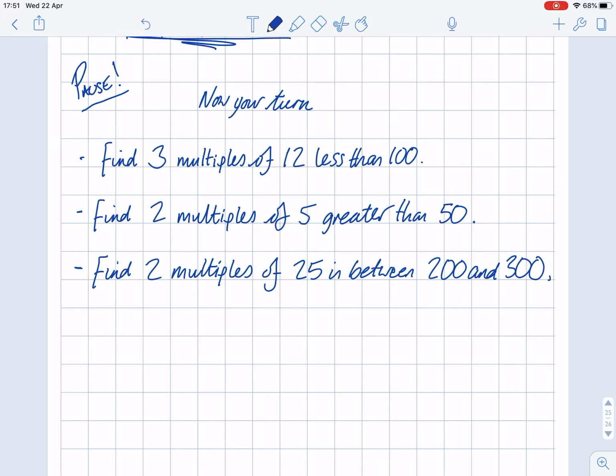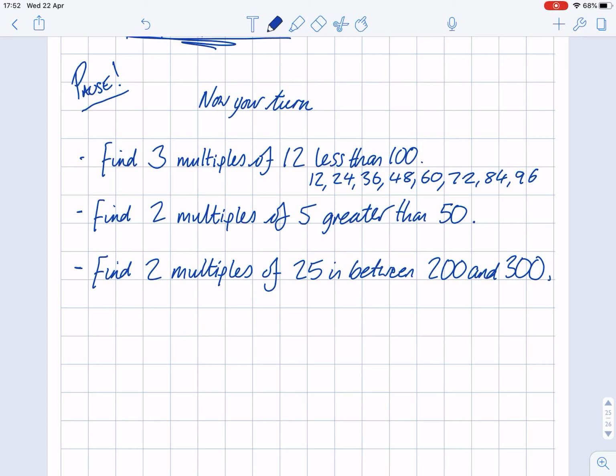Okay, fab. So 3 multiples of 12 less than 100. You just have to think about your 12 times table. So 3 multiples of 12, you could have had these: 48, 60, 72, 84, 90. They are all multiples of 12 less than 100. So you just had to write down 3 of those.